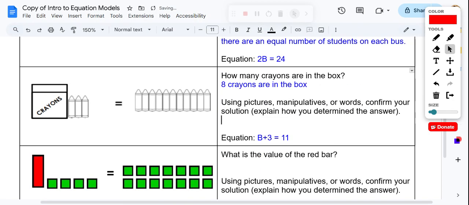Sorry about that. For this one, I'm going to say that I know there are 8 crowns in the box because the 8 crowns in the box plus the 3 on the outside equal 11.